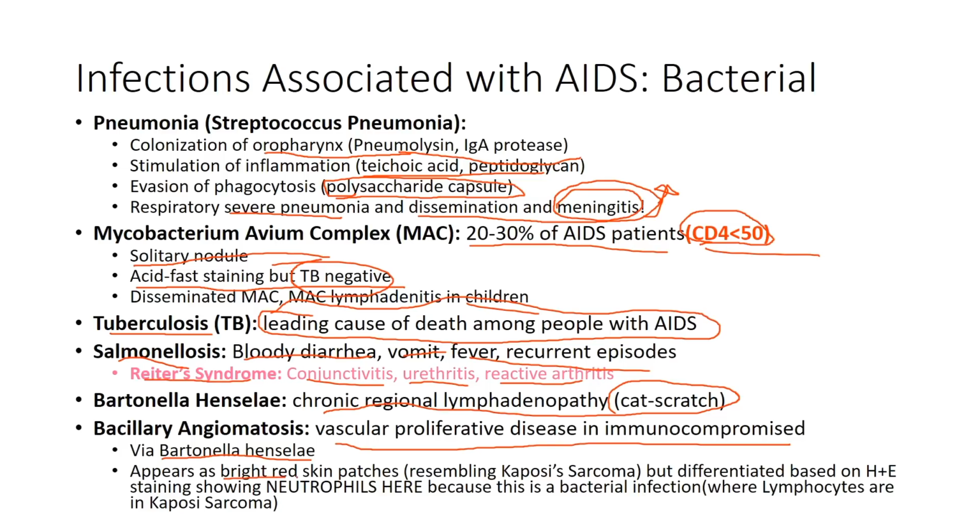And so it looks like bright red skin patches, very similar to Kaposi's. However, how you differentiate it is based on H&E staining. So remember, this is a bacteria. So what do you think responds to bacteria normally? Well, neutrophils. So that's how you know that this is bacillary angiomatosis, where Kaposi's is caused from HHV8, which is a virus. So we're going to have lymphocytes responding to that guy.